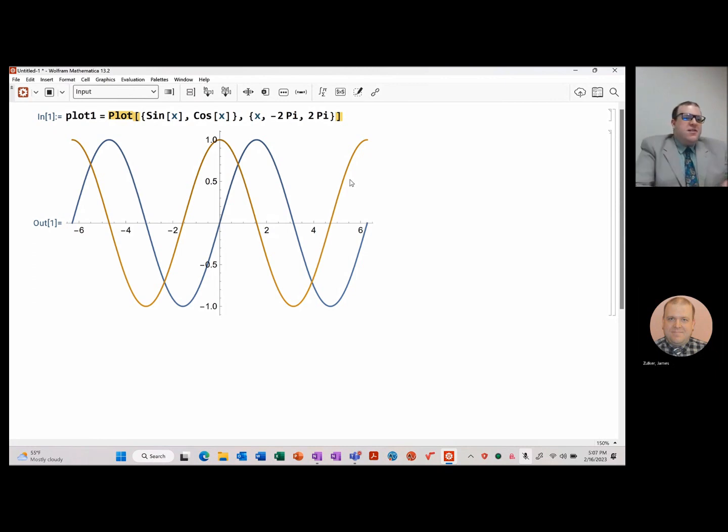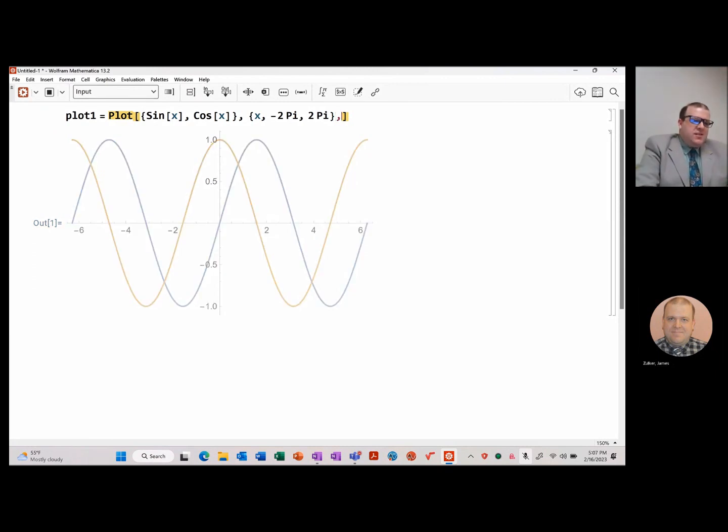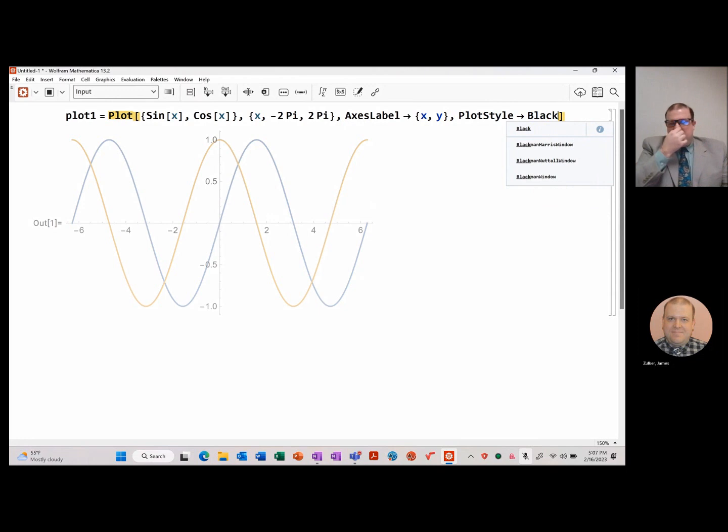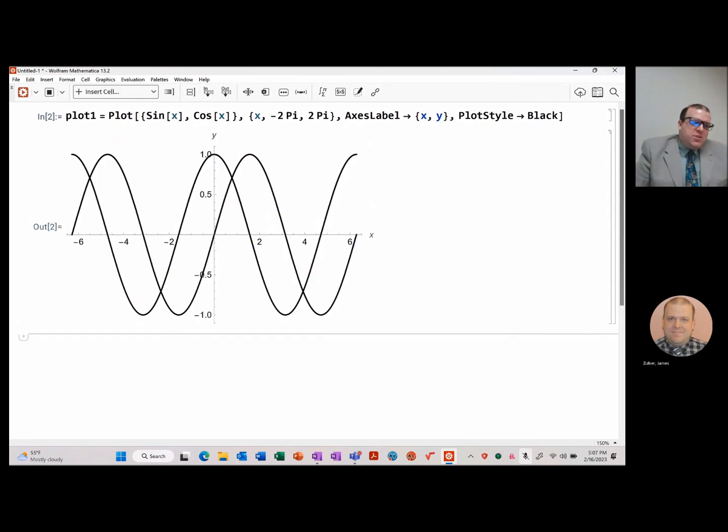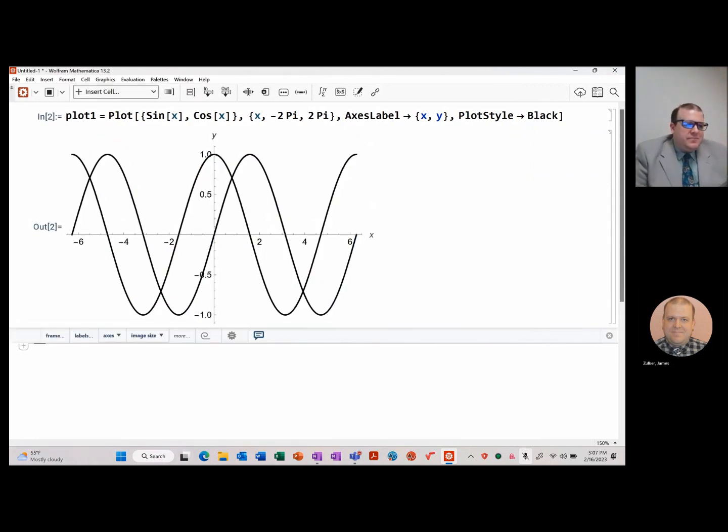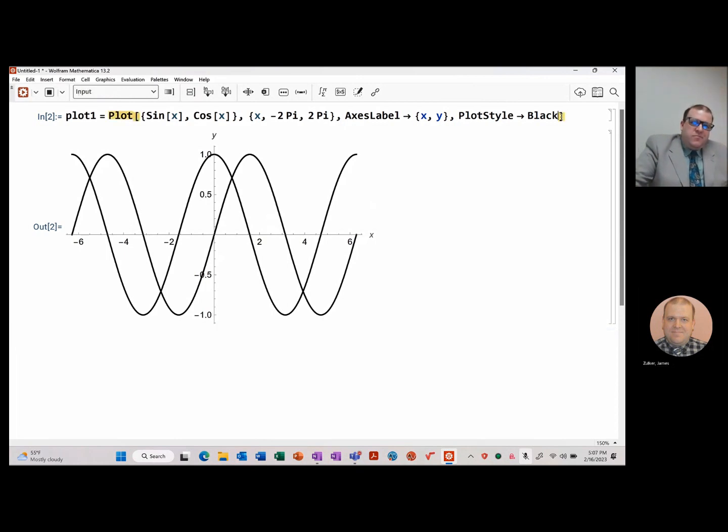Not a fan. I'm going to adjust some options. First option I'm going to adjust is I like to actually label my axes. I'm also going to have both curves be black. With those options, this is what the plot becomes. There's a problem with that now: at quick glance, if you know your trig functions, you know which one's sine, which one's cosine.